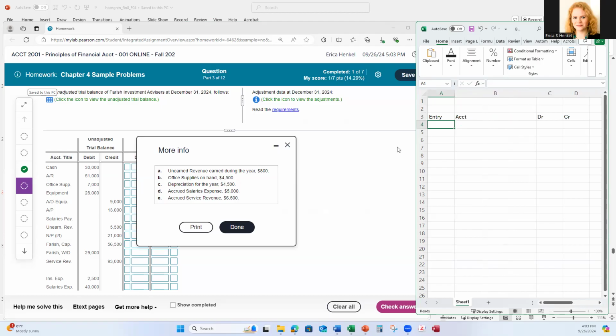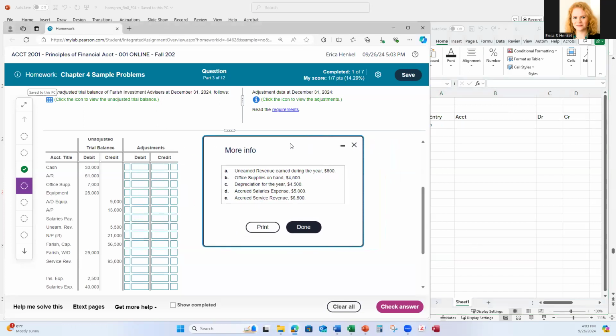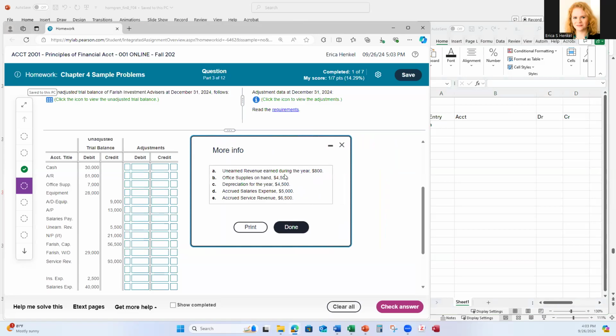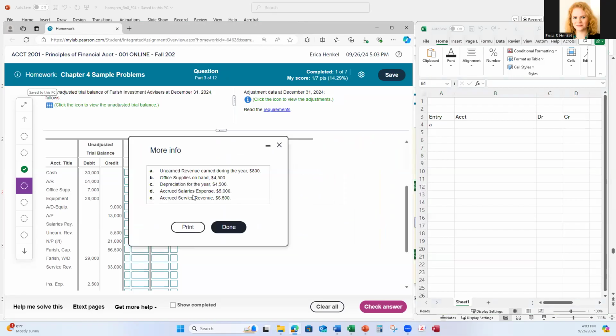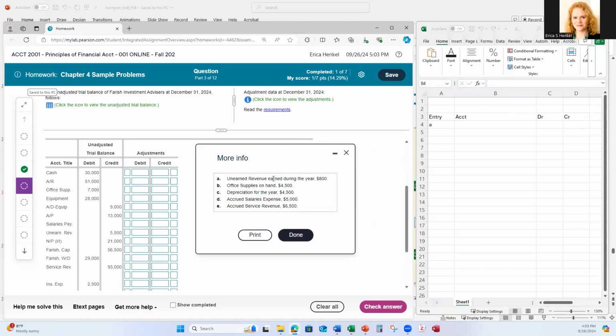So looking at this, for entry A here, we've got unearned revenue that was earned during the year for $800. So that means that we are going to be recording a liability for this unearned revenue. So in other words, actually they already recorded the unearned revenue, and we are earning that revenue. So when this was originally recorded, they would have debited cash and credited their unearned revenue liability account. So we would have sitting out there a T account, which I'm going to just draw what that would look like for you.